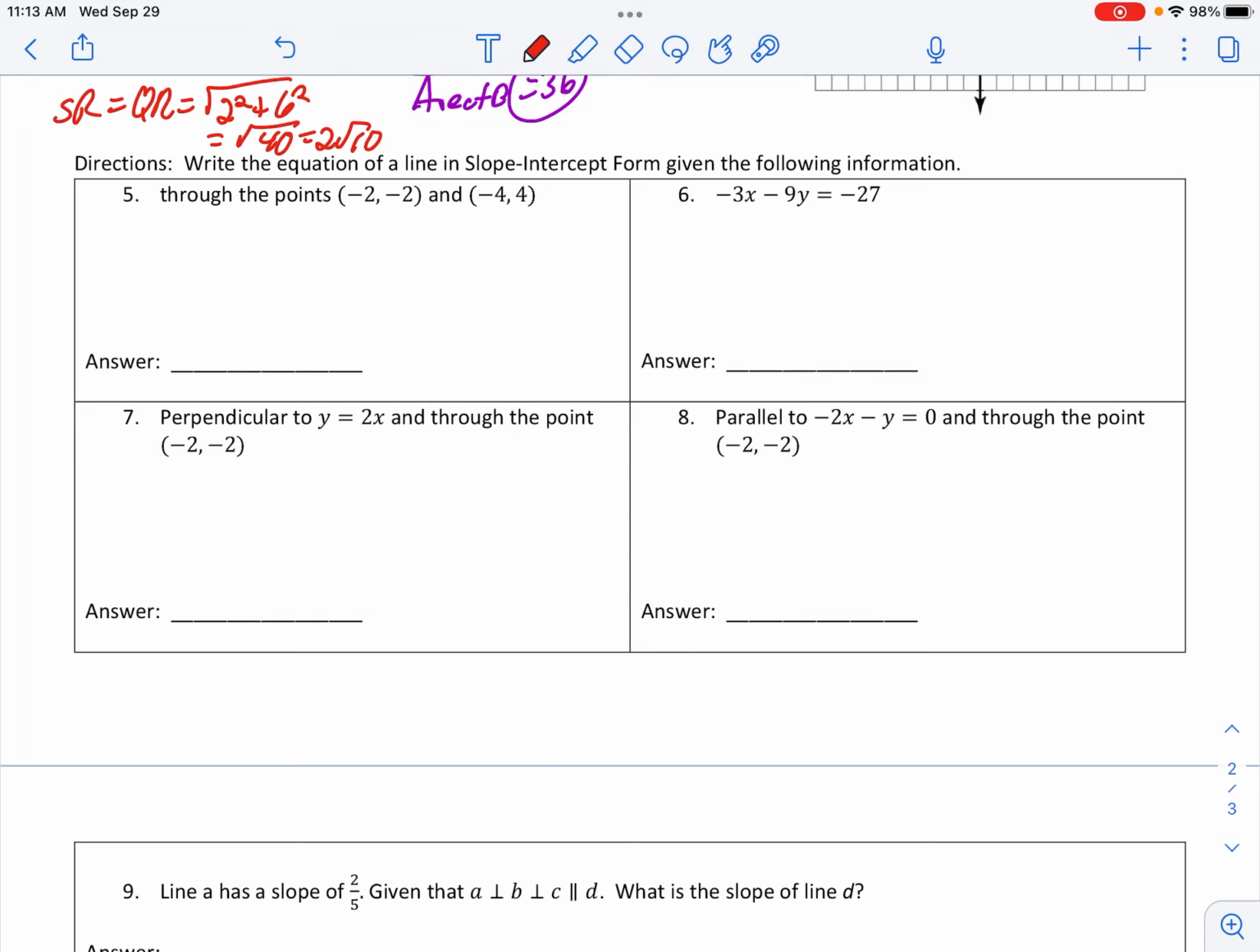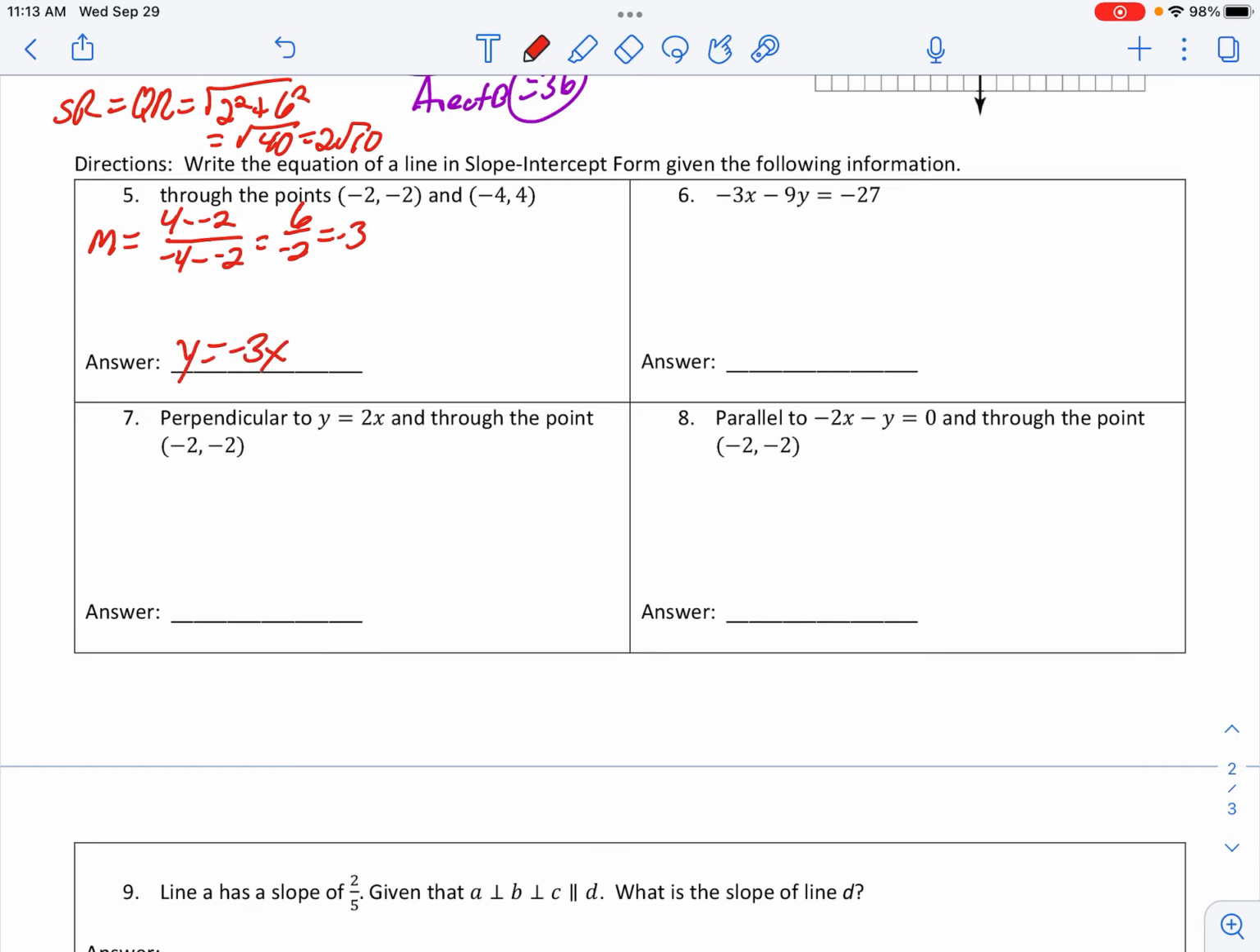So based off what we're given with the 2 points, go calculate me the slope. So y2 minus y1 and x2 minus x1. Mark your arithmetic. Looks like I get a slope of -3. That starts to build my equation, but I'm missing the y-intercept.